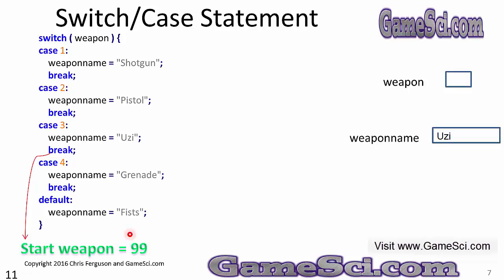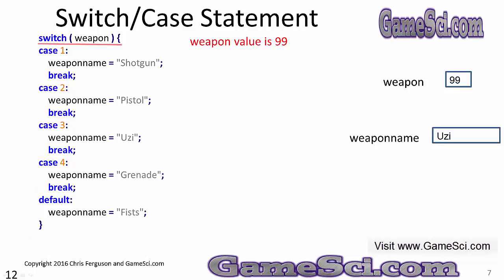Let's start with a weapon equal 99 and see what happens. Weapon equal 99 is none of these cases. So let's see what happens. I have the 99 in the variable weapon. I still have my Uzi from the last time this executed in weapon name. Weapon value is 99. So what I'm really switching on is 99. Compare 99 to all the different cases. Does 99 match case 1? Absolutely not. That is false.